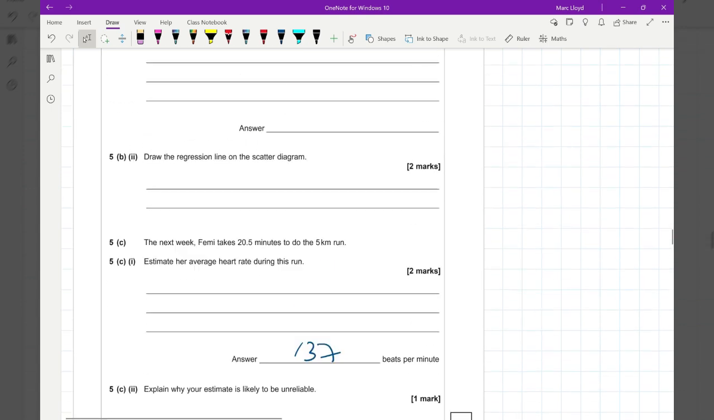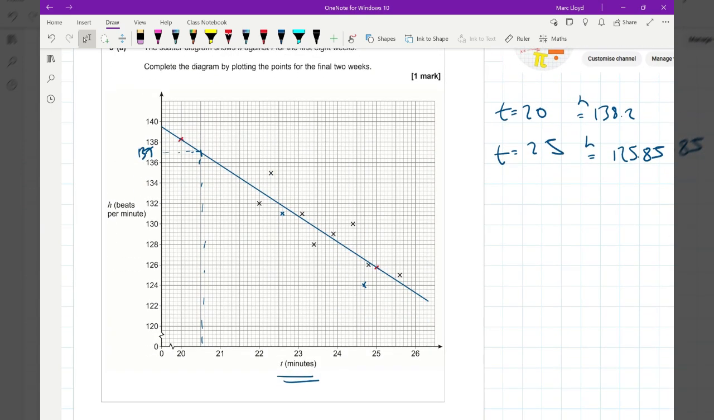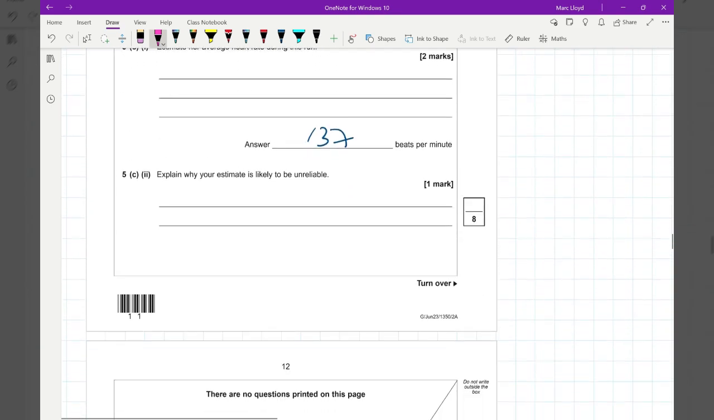Explain why your estimate is unlikely to be reliable. So all of the data falls, let me change, I'm definitely changing pen color for this, within here, and then we're looking at a point that's out here, which is outside of our data set. So the solution involves extrapolation, and therefore it may be an unreliable result.